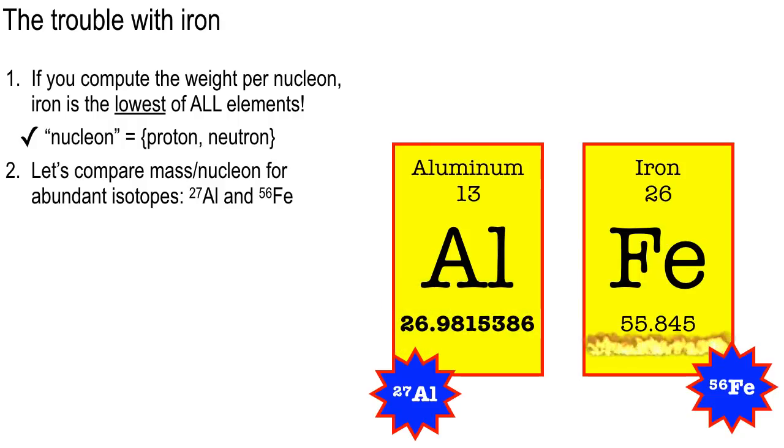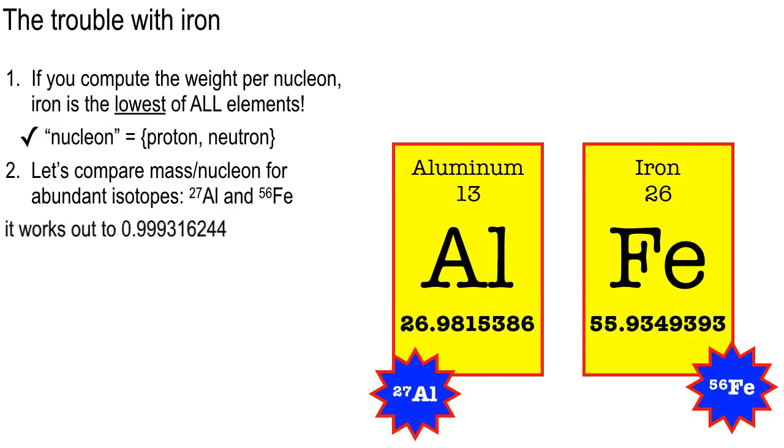So here are the isotopic weights. Go ahead and write these big digits down: 26.9815386 for aluminum 27, which you can look up at webelements.com. And then 55.9349393 for iron 56, which you can also look up at webelements.com. You can double check all these calculations. These are two elements in the periodic table.